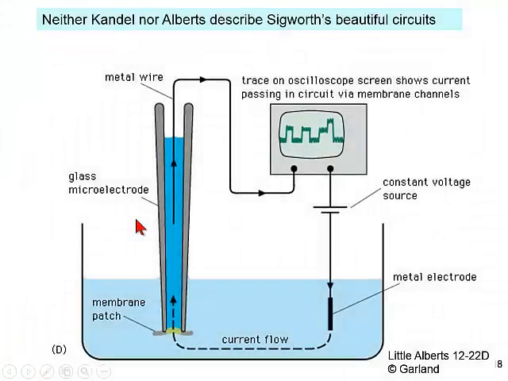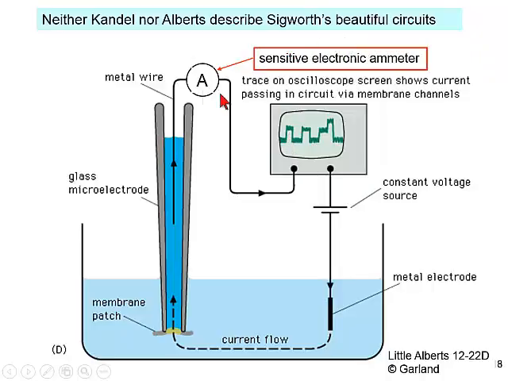All right. Now, there's this electronic ammeter that Candel and Alberts talk about. And so we put a microelectrode in here. And here is an image from Little Alberts, the essential Alberts, which you may take and buy one. Pretty embarrassingly, this oscilloscope shows a trace, but it doesn't even show you the electronic ammeter. It just shows you a wire connected to an oscilloscope, which is not real. But luckily, there's a guy named Sigworth, and he put the sensitive electronic ammeter in it right here.